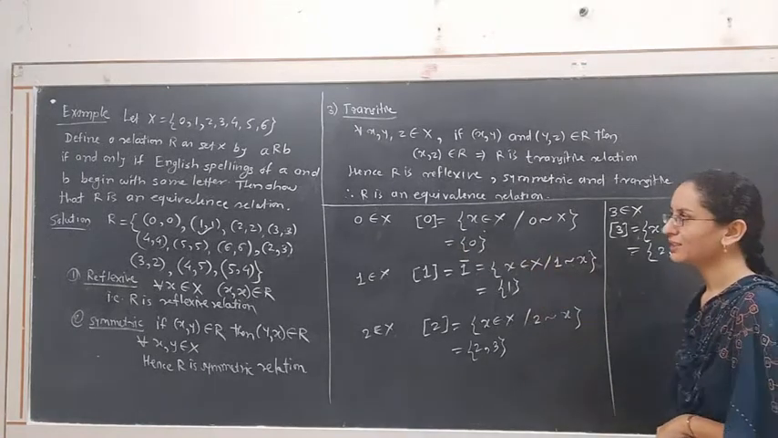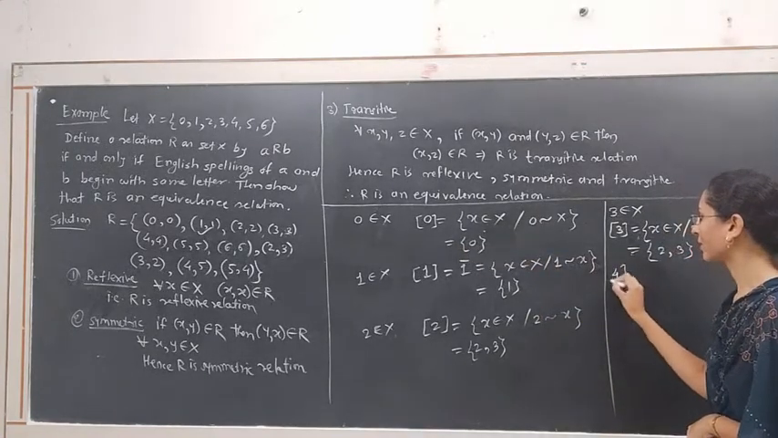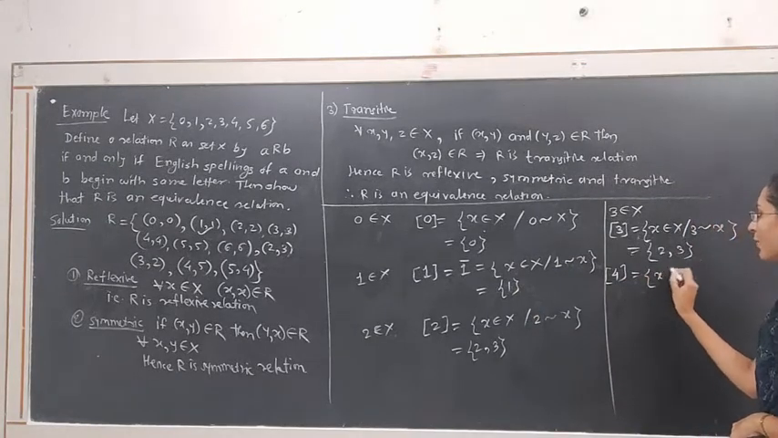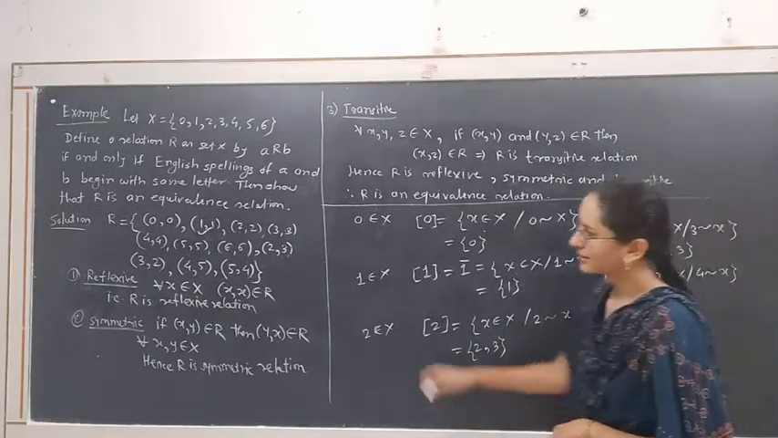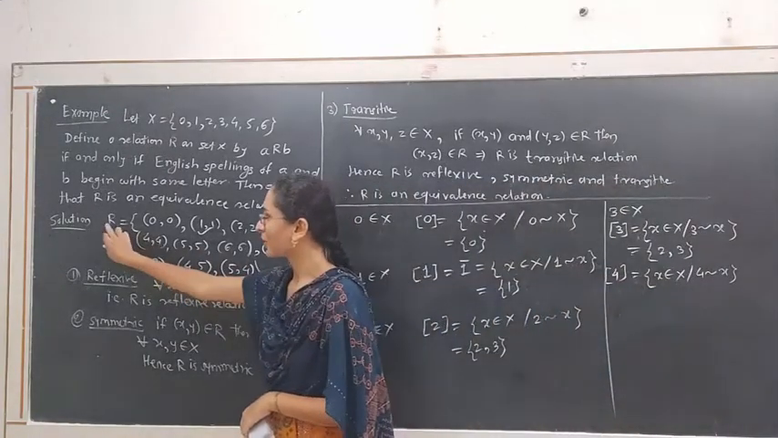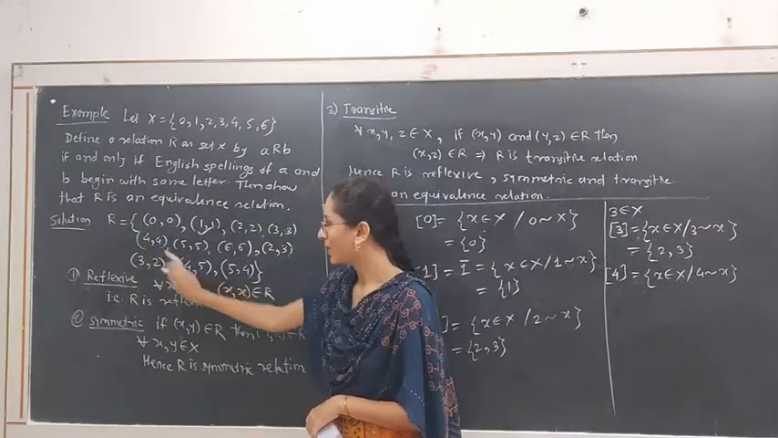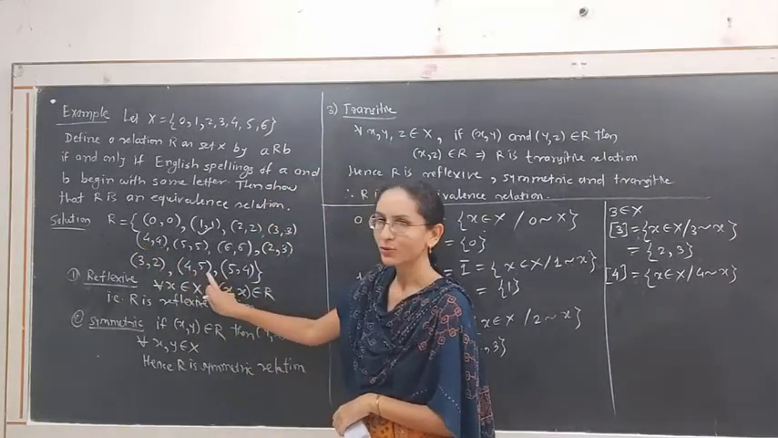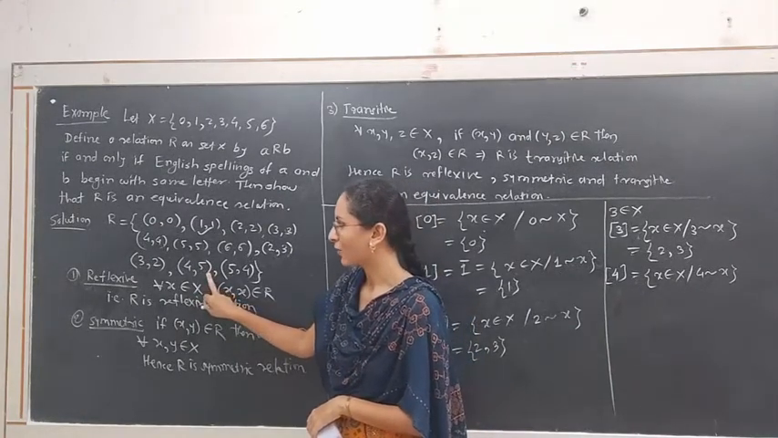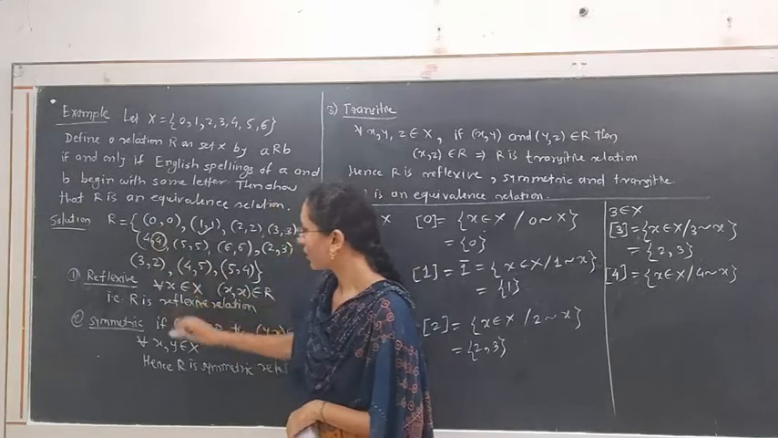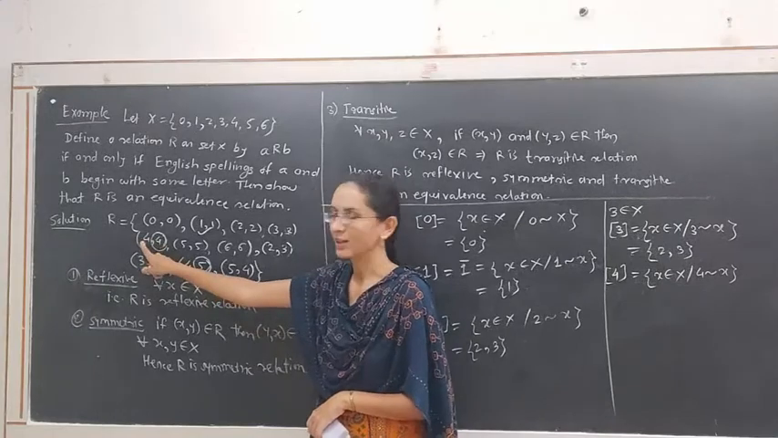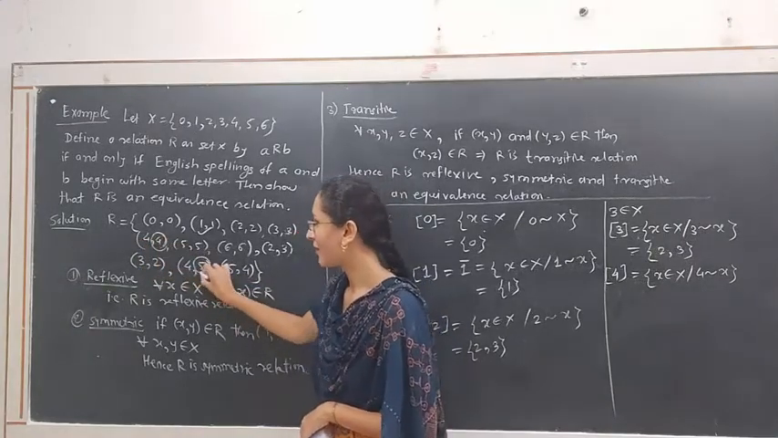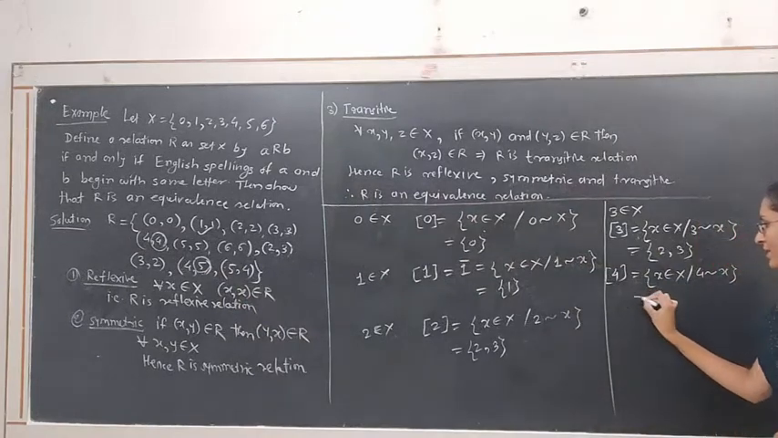Next element of set X is 4. This is equal to the set of all elements X belongs to X where 4 is related to X. See in this set R, the ordered pair (4, 4) belongs to R, meaning 4 is related to 4. Next, 4 is related to 5. Hence the equivalence class of 4 contains 2 elements, 4 and 5, because 4 is related to 5 and also 4 is related to 4. Hence these two elements 4 and 5 belong to this set. This is equal to {4, 5}.